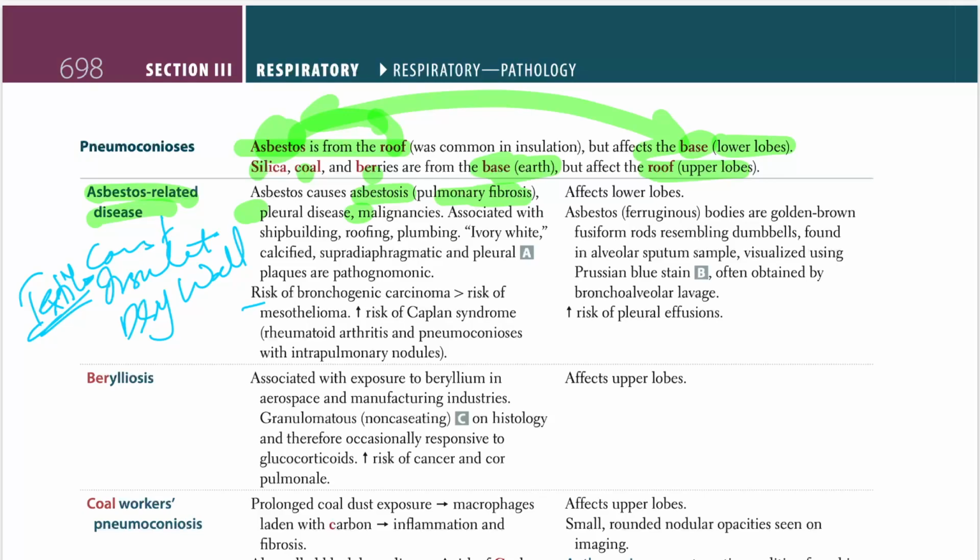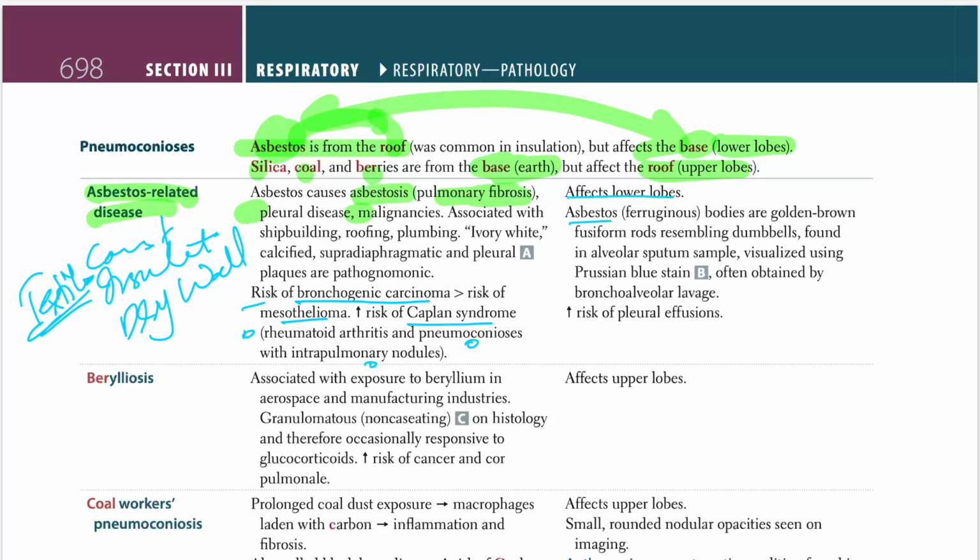The risk of bronchogenic carcinoma is greater than the risk of mesothelioma. So in other words, the risk of bronchogenic carcinoma is more with asbestosis. Then there's risk of mesothelioma with asbestosis. There is increased risk of Caplan syndrome, which is rheumatoid arthritis, pneumoconiosis, and intrapulmonary nodules. Affects the lower lobes.